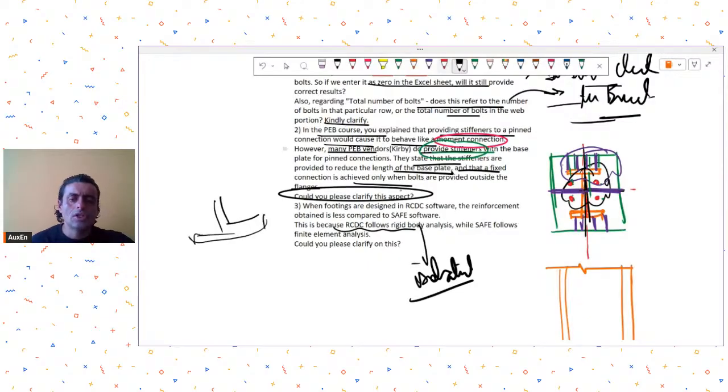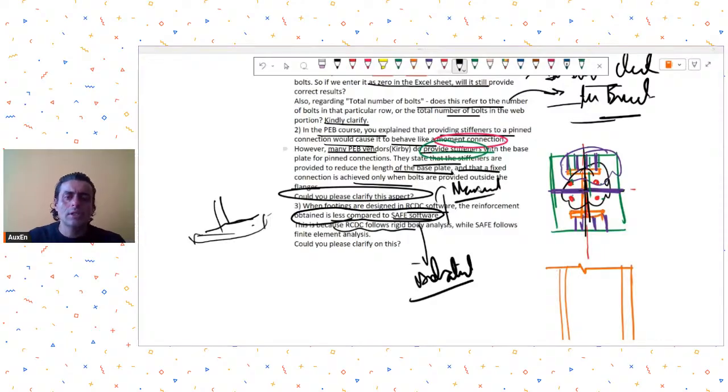All right. So if it's an isolated footing, not subjected to any movements at the top face, then I don't think the reinforcement will vary. The reinforcement we have checked, the RCDC reinforcement, the SAFE software reinforcement, and manual calculation reinforcement, give almost similar outputs for isolated footings, not subjected to any movement at the top, not subjected to any tension at top face.